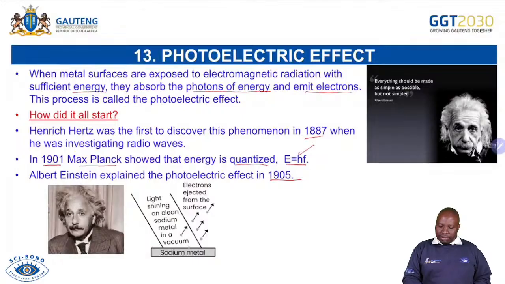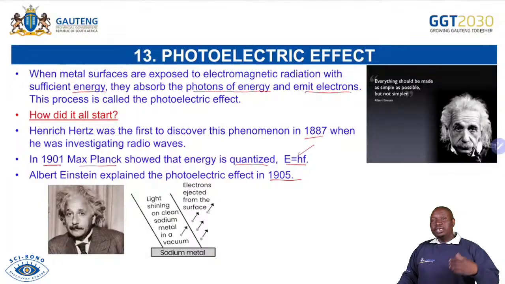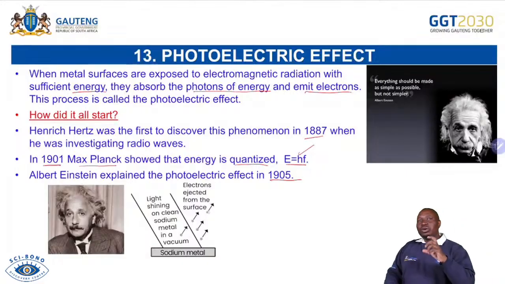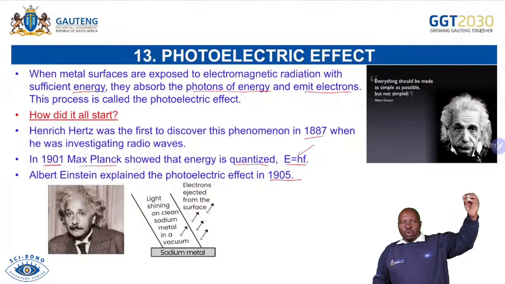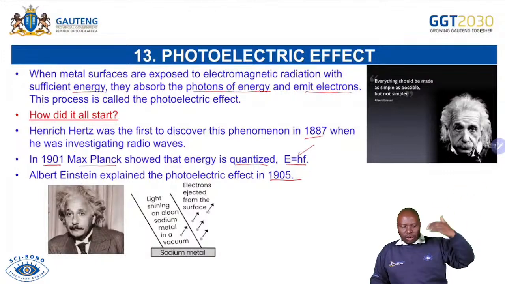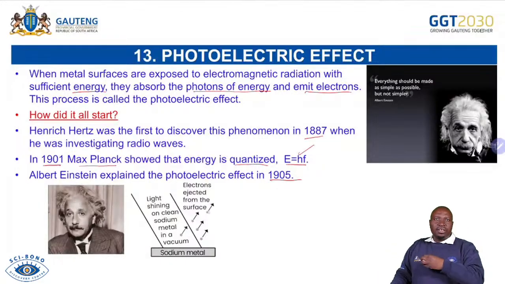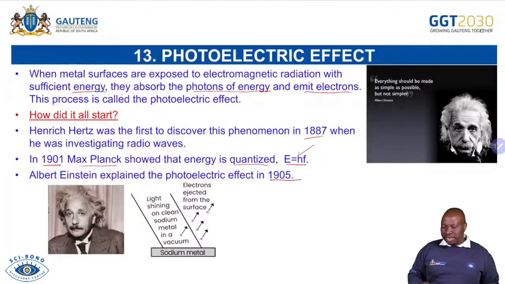Light was shining on a clean sodium metal in a vacuum, and electrons were ejected. Remember, sometimes I will refer to light, sometimes to electromagnetic radiation, but they refer to the same thing. When the metal surface is exposed to the electromagnetic radiation or light, the electrons will absorb energy, and if that energy is equal to or greater than the threshold frequency, electrons will be ejected from the metal surface, and we say the photoelectric effect took place.